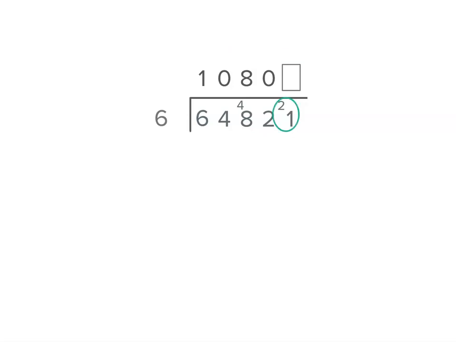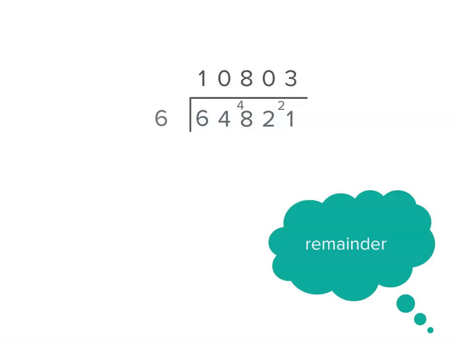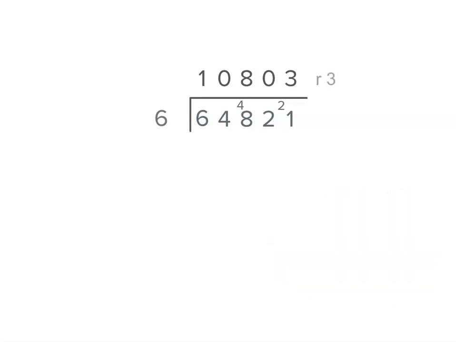Now I need to work out how many 6s are in 21. Well, 6 3s are 18 and 6 4s are 24. That's too many, so I can only share 3. But I've actually got some remainder because 3 6s were 18. So that means I've got 3 as my remainder.